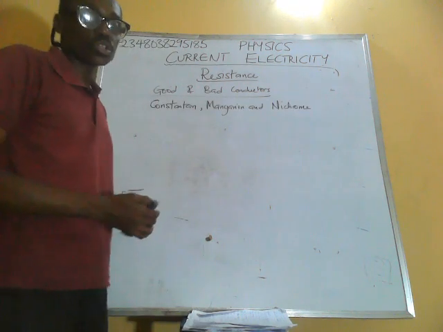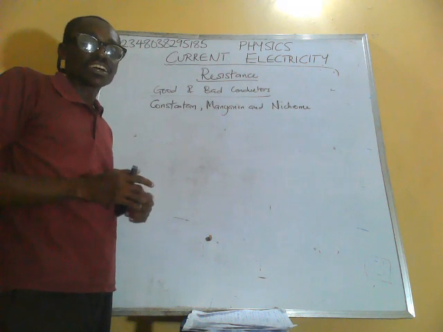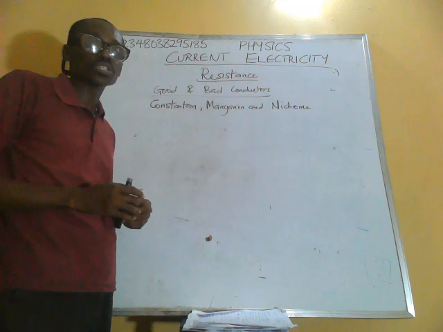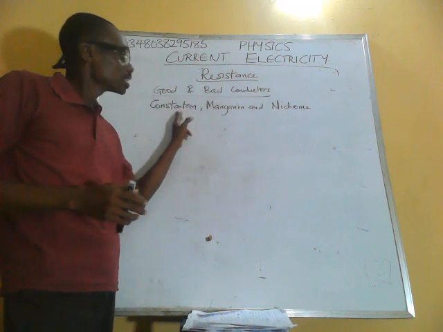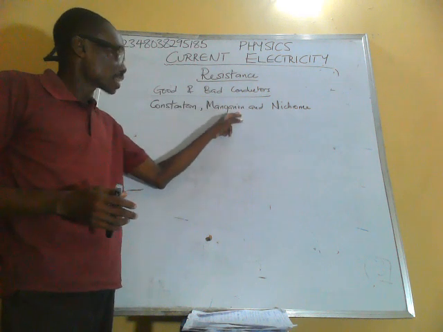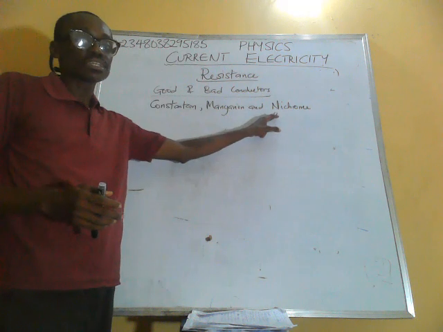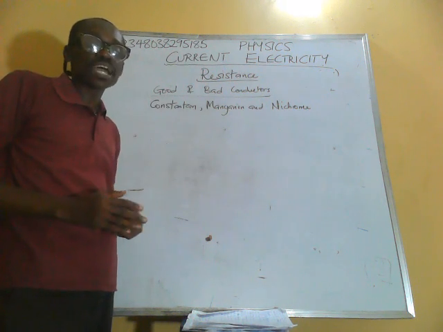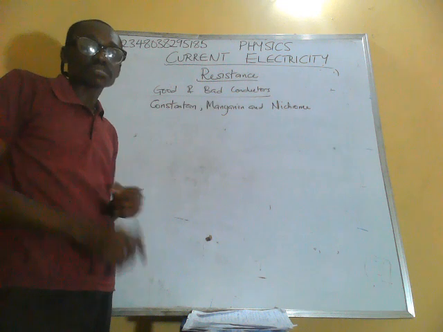In a circuit, when it is desired to have a high resistance, there are special alloys that are used. Examples of these special alloys are Constantan, manganin, and nichrome. These are special alloys that are used to generate high resistance in a circuit. When you need a high resistance, you can make use of these special alloys.